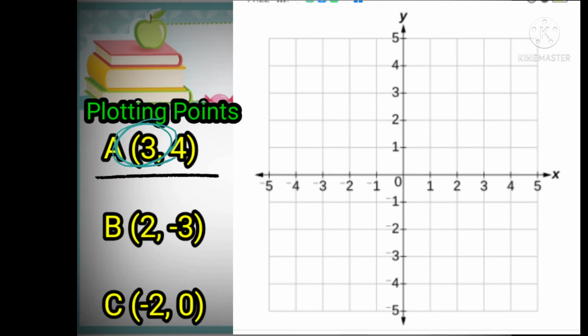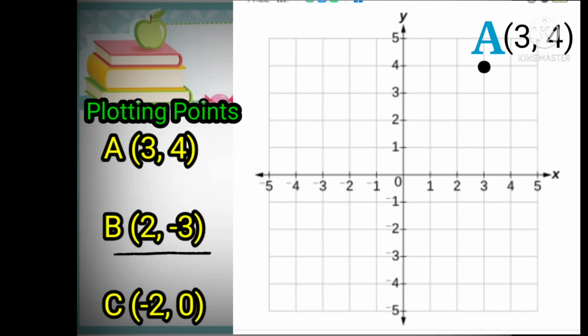The first number will tell us how many times we will move, and the sign will tell us the direction, whether it is going to the right or left. Since we have positive 3, from the origin we will move to the right 3 times. To move upward or downward, we will consider the second number. Since it is positive 4, we will go upward 4 times. And this is now our point A, which is (3, 4), and it is located in quadrant 1.